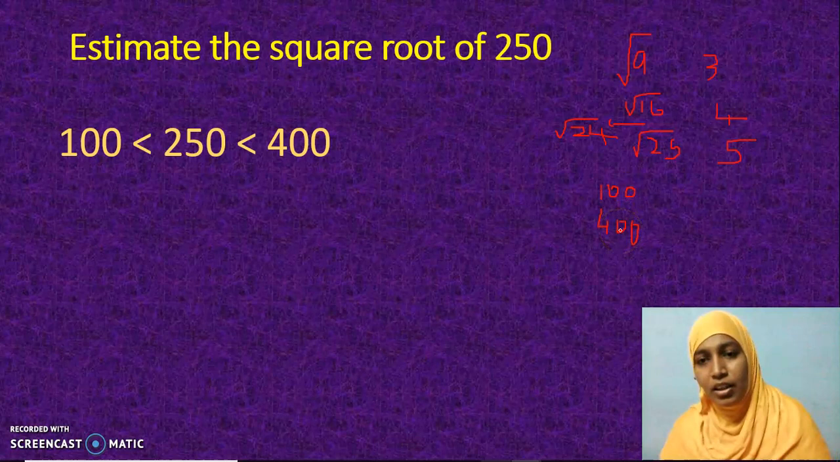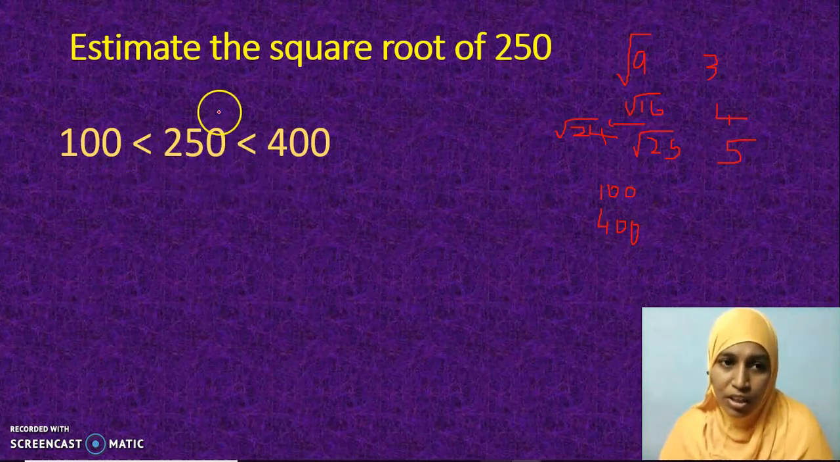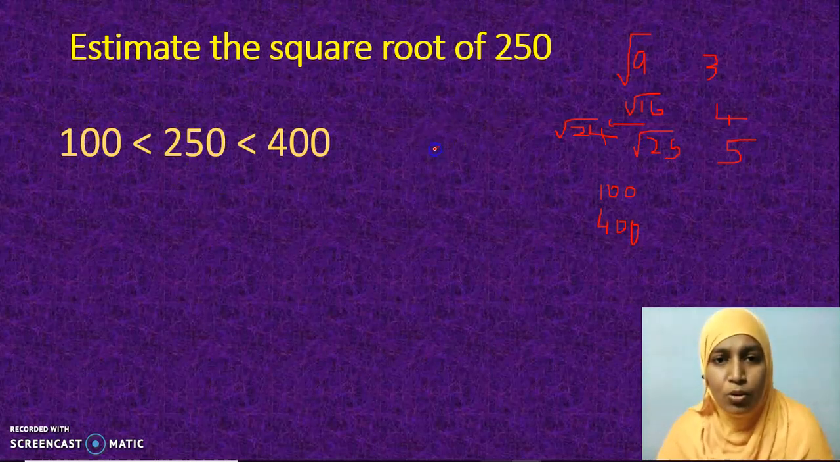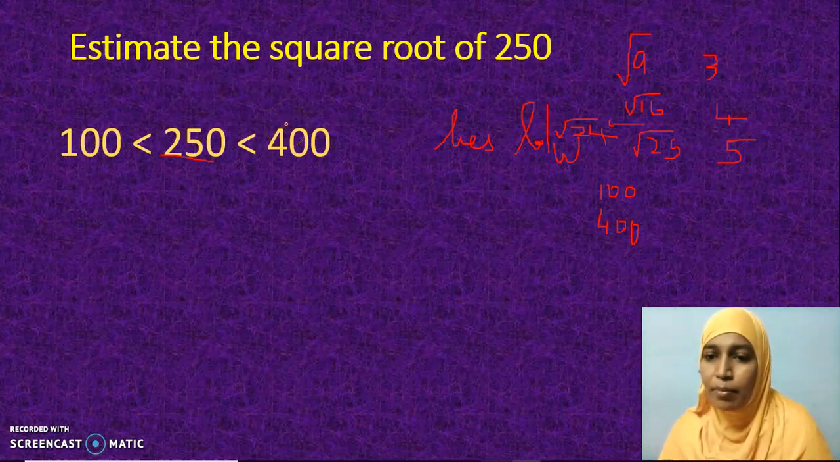In the mathematical way, I can say 250 is greater than 100 and less than 400. That's what I have stated here. Literally, I can use the phrase "lies between." If I have these less than symbols together in a statement, I can use the phrase "lies between." This 250 lies between 100 and 400. Is it clear, my dear children?